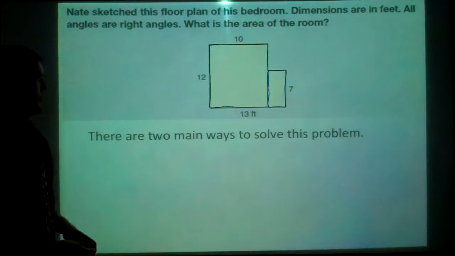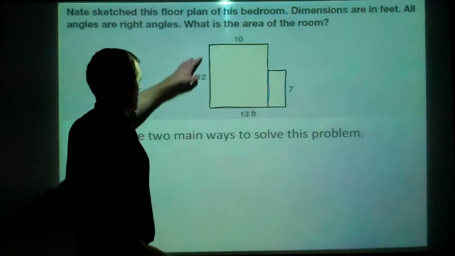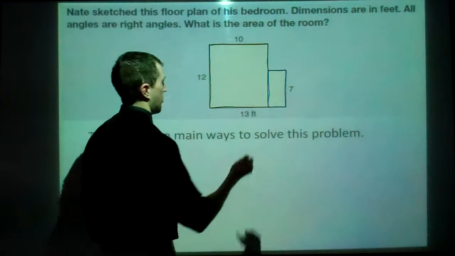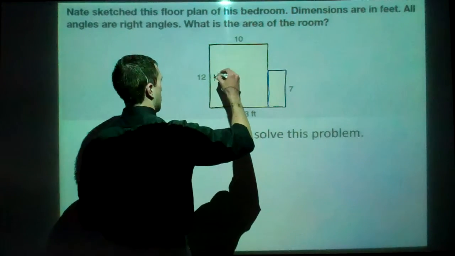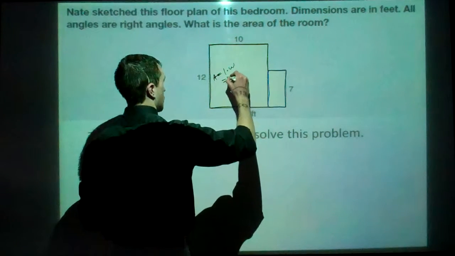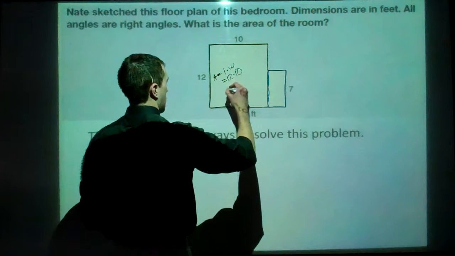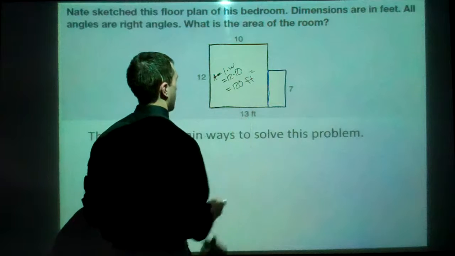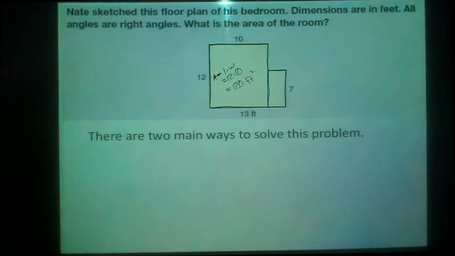So we know that this side is 12 and this side is 10. So area of our rectangle here equals length times width, which is 12 times 10, which equals 120 feet squared. So area of that large rectangle is 120 feet squared.